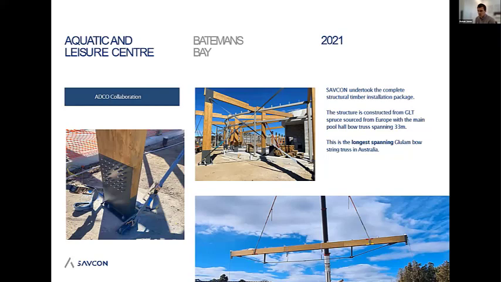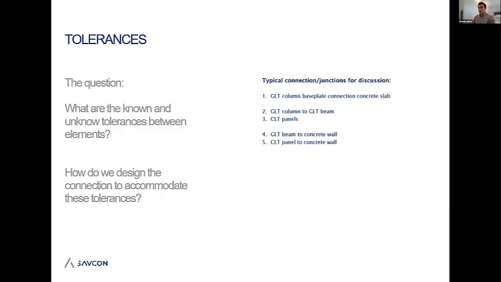All the splice connections were pre-installed, but not every element can be pre-installed. Those droppers and the tie rods just cannot be pre-installed due to shipping. But going into a bit more about the individual things, the tolerances. The question I always ask is quite a basic one: what are the known and unknown tolerances between the elements, and how do we design the connections to accommodate these tolerances? I'll go through 5 different types of connections. There are many more, but the first one's probably the easiest to understand, with simple questions on how we break it down and make it a successful one.